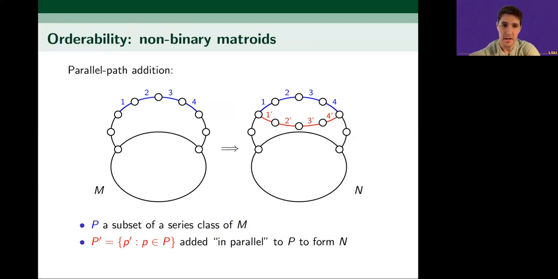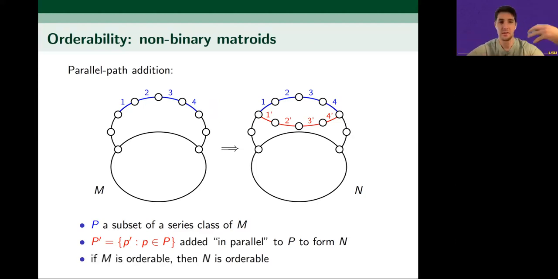And the idea here is that if you started with something orderable, the circuits of the new thing are all of the circuits of the old thing, plus some new circuits that instead of using 1, 2, 3, 4, use the copy set 1 prime, 2 prime, 3 prime, 4 prime. And you order them the exact same way you ordered the ones that used 1, 2, 3, 4. You just put 1 prime in for 1 and 2 prime in for 2. So orderable. And even better than that, not only does starting with an orderable matroid give you an orderable matroid, but the original is also a restriction of the new one, which means that they're equivalent in terms of orderability. So this is parallel path addition.